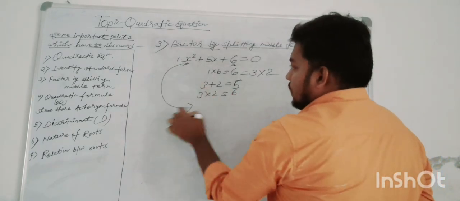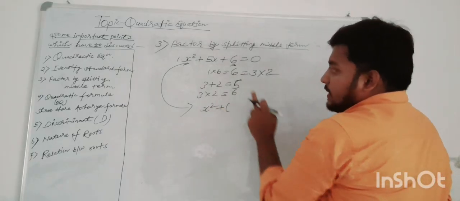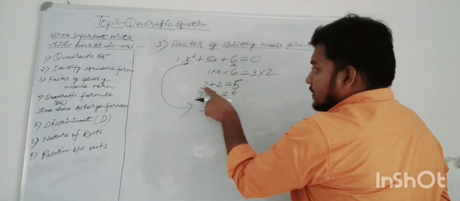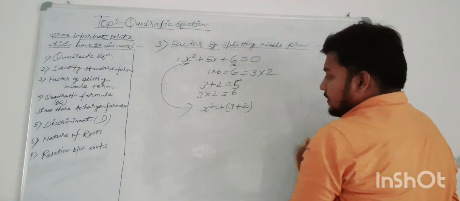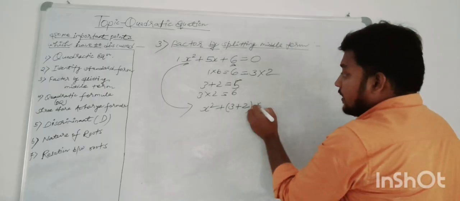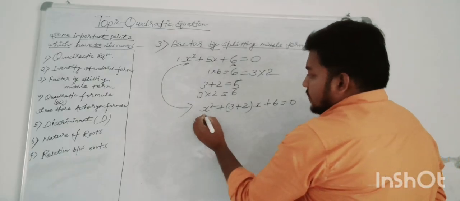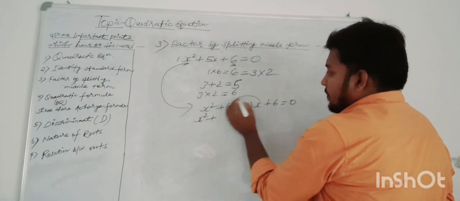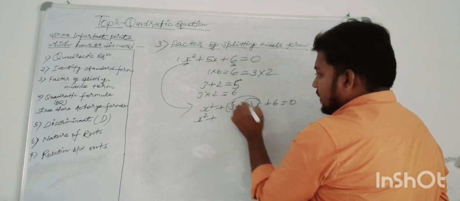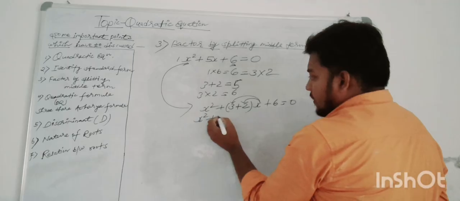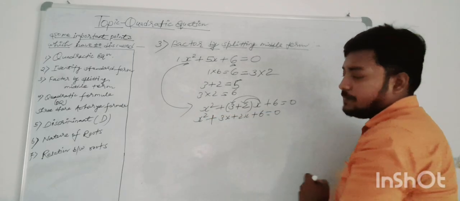So x square and 5 is split by the sum of 3 and 2. So here x square plus 3 plus 2 into x plus 6 is equal to 0. So here x square and multiply x in both the terms 3 and 2. Then we get x square plus 3x plus 2x plus 6 is equal to 0.